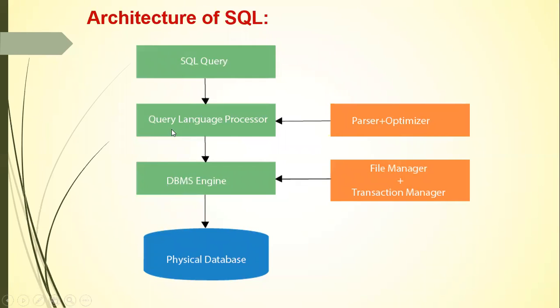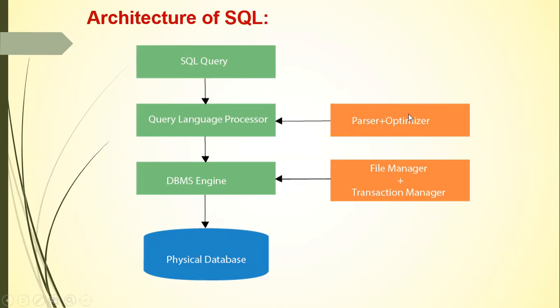Then one more component is there, the query language processor. Every language has its corresponding processor. In the SQL language we have the query language processor, which works with the help of a parser and a query optimizer. The query parser parses that particular query. Our query is written in English-like statements, and it is parsed by the parser to check the syntax and errors of that query, and then optimize some of the statements from that query.